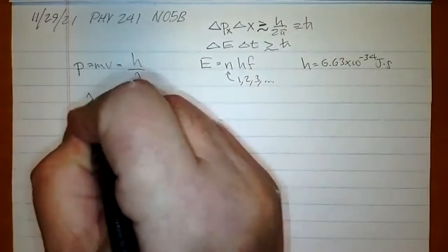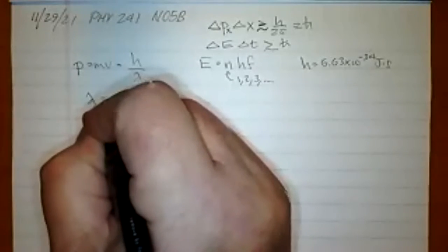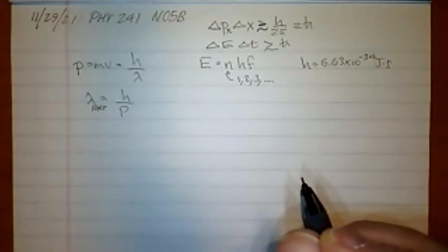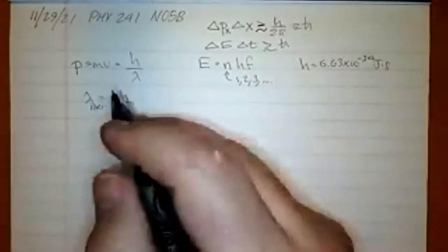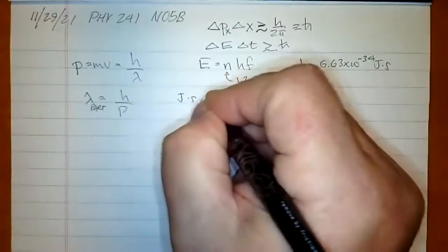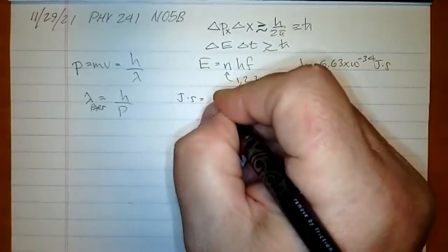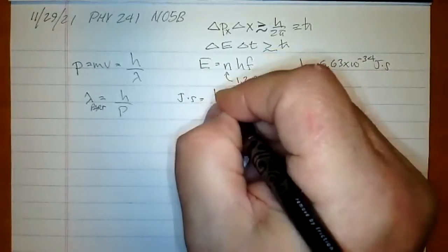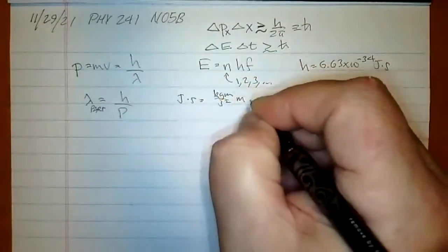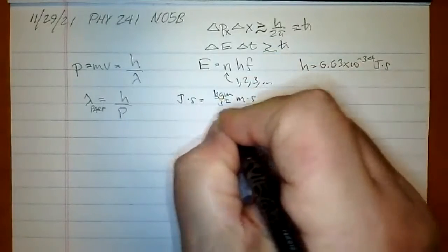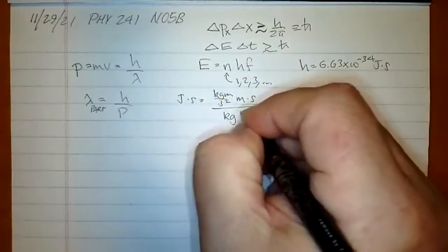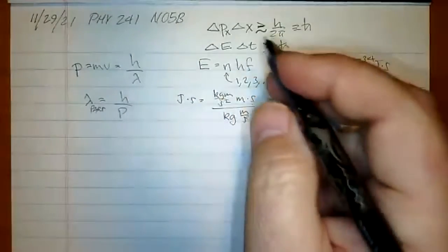So you could say that lambda, the wavelength of a particle, is actually equal to h over p. And you can see that the units work out because this is joule seconds. Notice a joule second is a joule times a second, and a joule is a Newton times a meter. So it'd be kilograms meters per second squared. That's a Newton times a meter times a second. And then momentum is mass times velocity. So that's kilograms times meters per second.